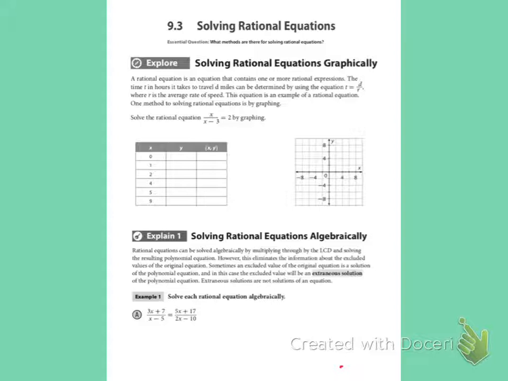Welcome to Lesson 9.3, Solving Rational Equations. In today's lesson, we're going to take a look at methods that we can use for solving rational equations.